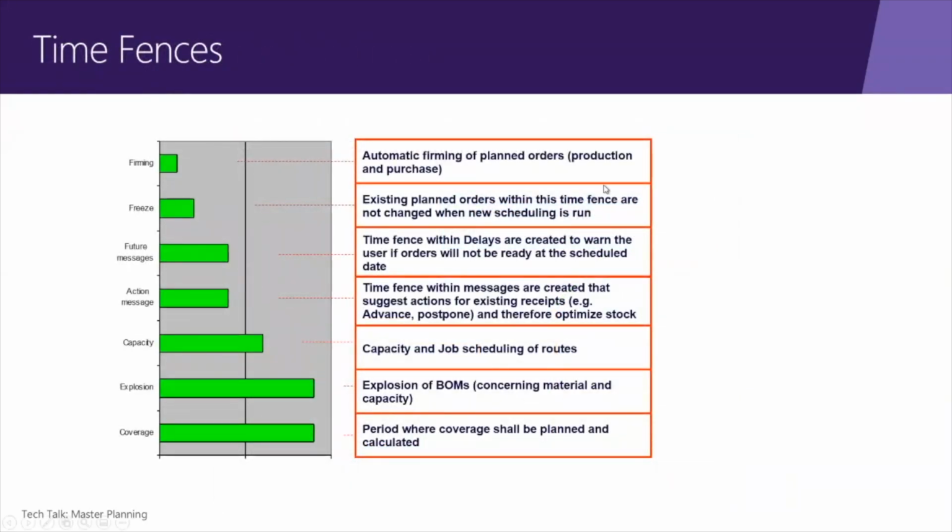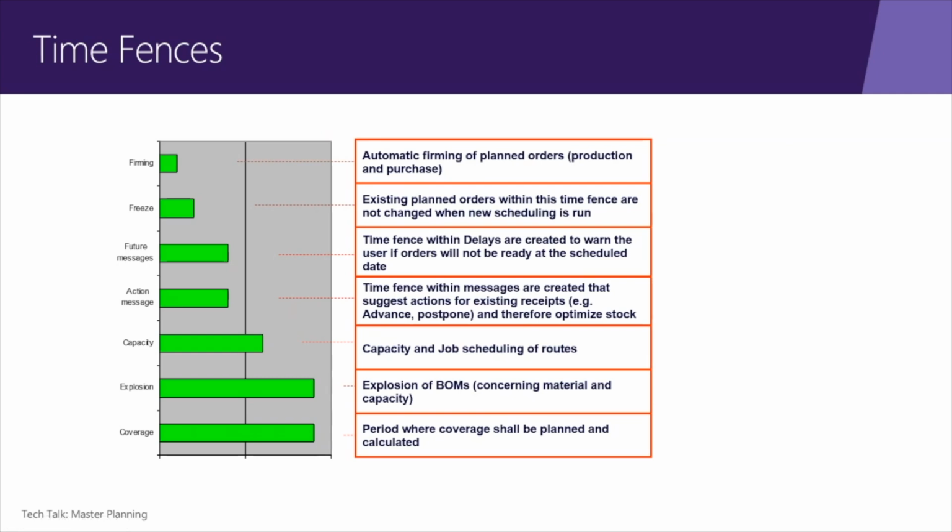So we talked about the different time fence settings that are there on the coverage group. This diagram here helps us understand how those settings come into play when master planning is executing. So let's start from the bottom. Coverage. This is basically the duration when master planning is running. It's looking at that time frame.